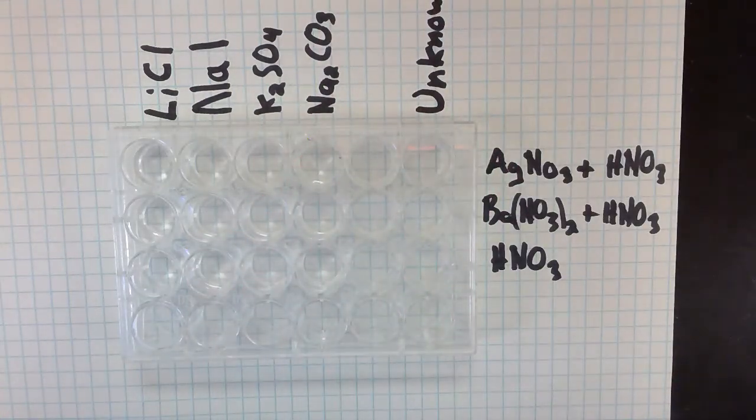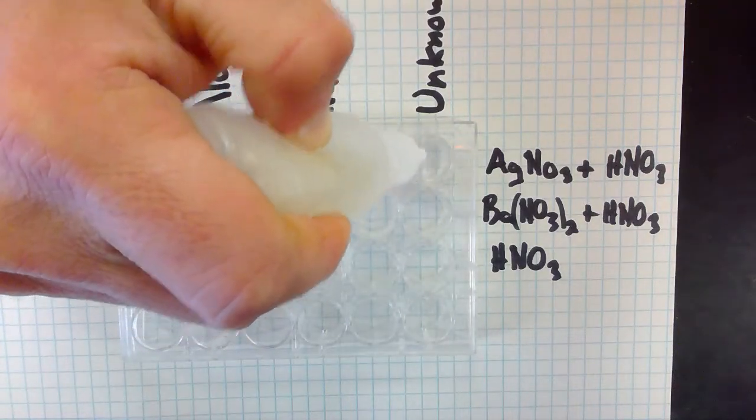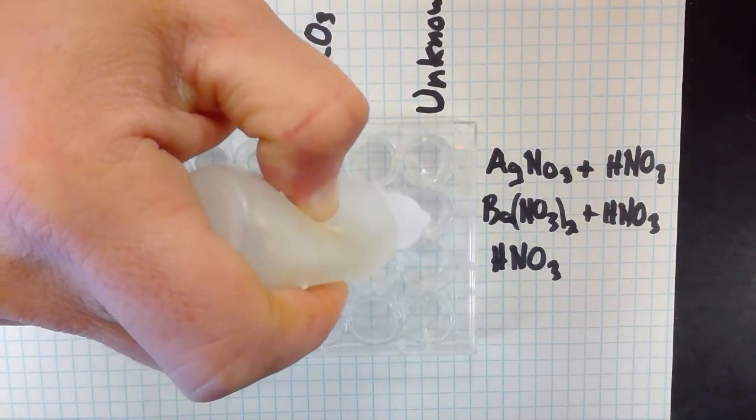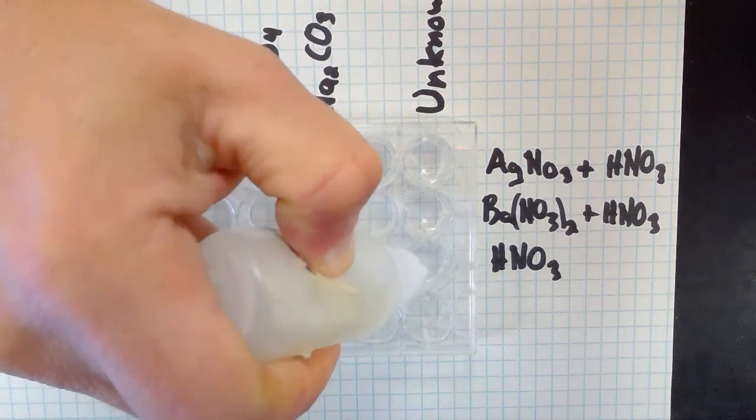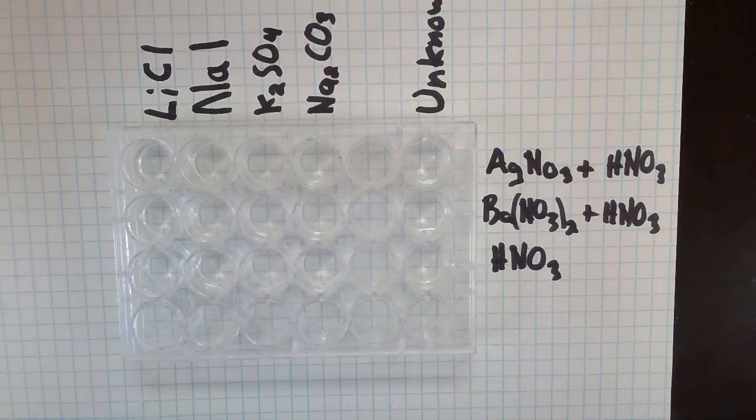Now I have here some unknown, and I'm going to put the unknown in 3 wells right here. And our task is to decide which one of these 4 is the unknown.